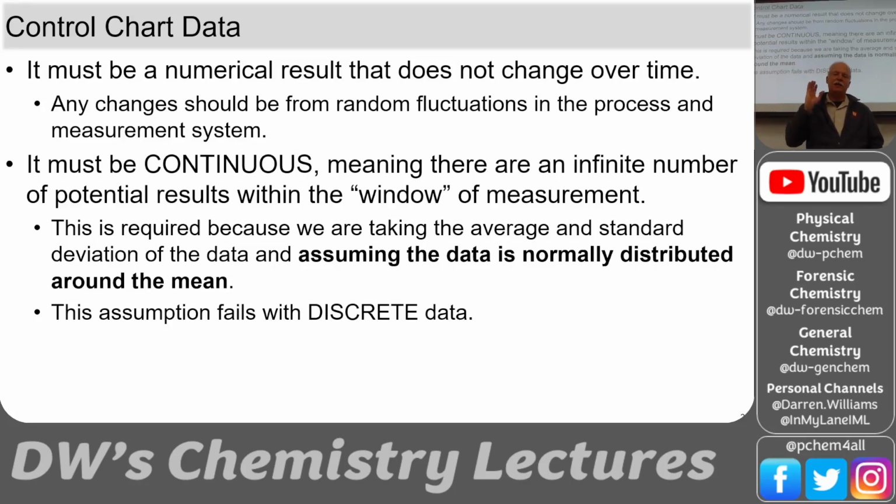Okay, it must be continuous, meaning there's an infinite number of potential results within the window of measurement. This is required because we're taking the average and standard deviation, and normal statistics, like our 95% confidence intervals and everything, are assuming you have continuous data. If you don't have continuous data, those assumptions fail. So that's why we need continuous data. And this assumption fails with discrete data.